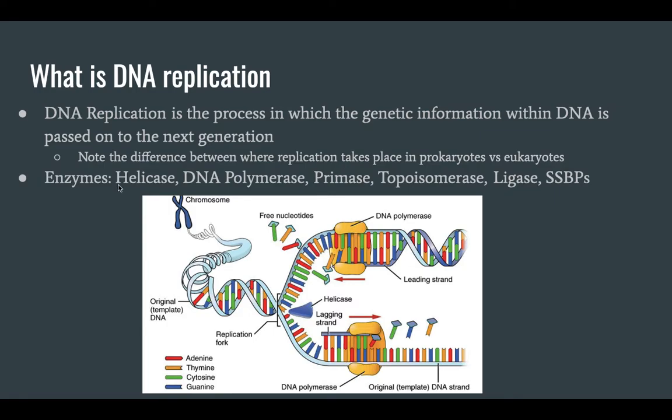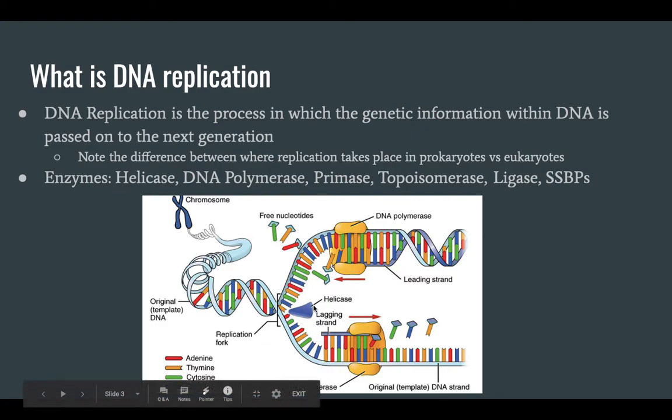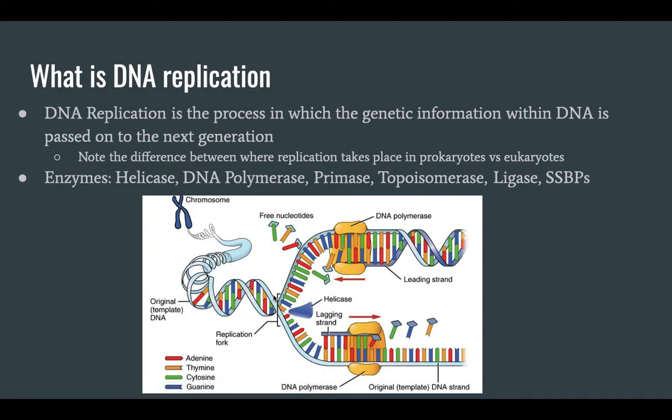So helicase. Helicase basically breaks the hydrogen bonds between these nucleotides and unwinds the double helix. DNA polymerase catalyzes the reaction for the synthesis of the daughter strand of DNA and basically allows DNA replication to be possible. Primase lays down an RNA primer. It's important to know that DNA polymerase cannot start out of nowhere. It needs some starting point from which it can continue the synthesis of DNA. That starting point is provided by the RNA primer, which is made by primase.